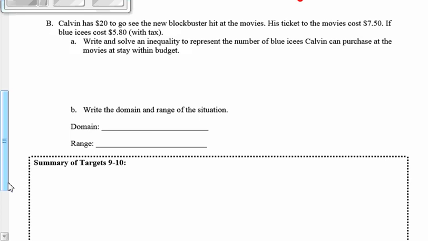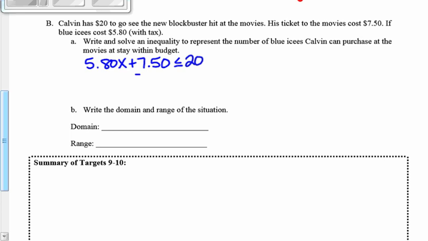So let's write our expression. So the thing that could change is the number of Blue Icies that you purchase. So 5.80x. That 7.50 doesn't change. It doesn't matter how many Blue Icies you purchase, that ticket costs the same. And then we have a budget, so this amount needs to stay less than or equal to $20. And just like we did on the first one, we're going to go ahead and solve this inequality.